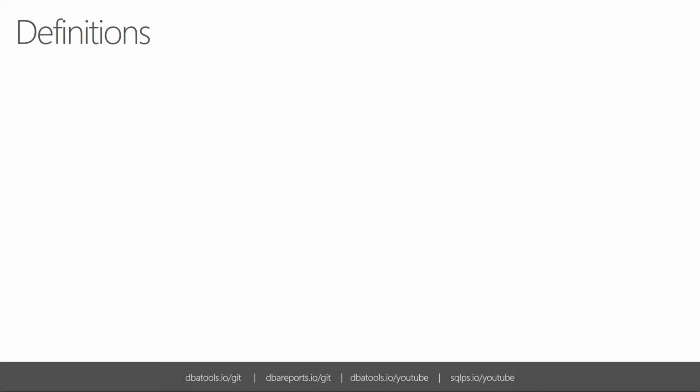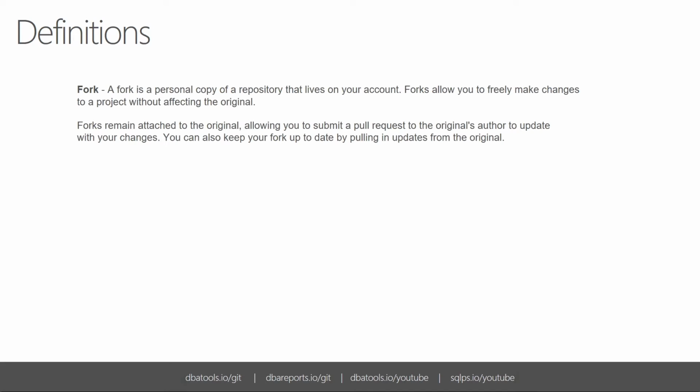So before we begin, I do want to share a few definitions that I'll be using later on in the presentation. So the first one that we're going to start with is a fork. And a fork is a personal copy of a repository that lives on your account. And forks allow you to freely make changes to a project without affecting the original.